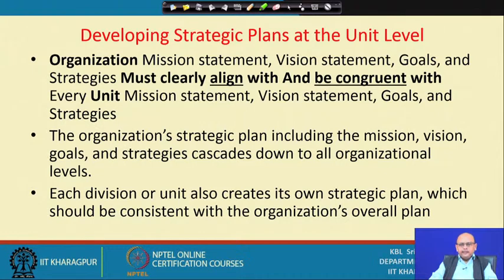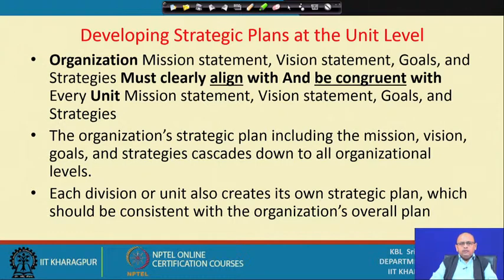So, what I mean to say here is to ensure that the vision and mission statements of every business unit, whether it is Tata Motors, Tata Steel, or Tata Consultancy Services, are aligned and congruent with the corporate vision and mission statement. Otherwise, what will happen? If it is not congruent, probably it will not be able to contribute to the goals and objectives of the organization as a whole or the corporate as a whole.